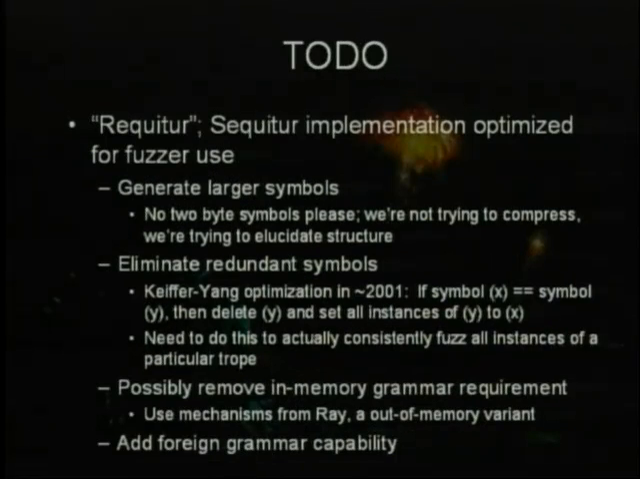And we'll skip this slide, actually. So I've been working on an updated version of Sequitur called Requitur, which is optimized for fuzzer use, generates larger symbols, eliminates redundant symbols, and maybe removes the in-memory grammar requirements so we can scale up to tens of gigs, grab all symbols from your hard drive, and add foreign grammar capabilities so you can start analyzing files relative to everything else. But what do I got now?